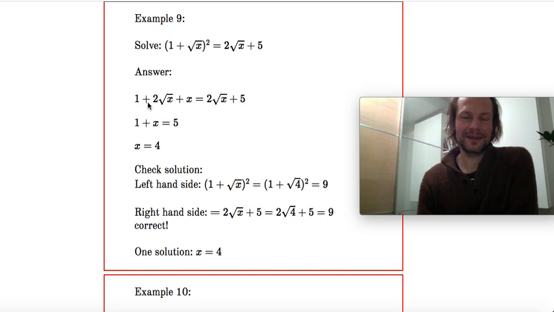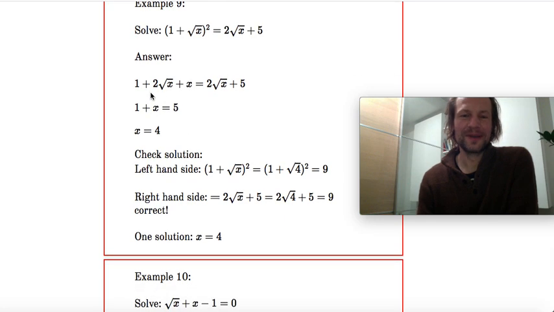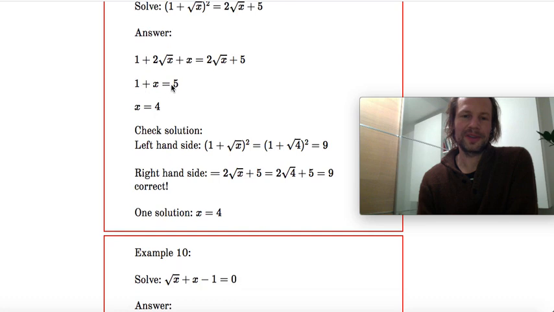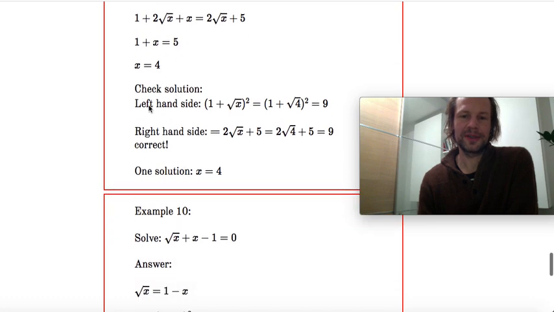Okay, I guess everyone is gone now. Hang on there, you brave. 2 square root of x eliminates this guy. 1 plus x is 4, x is 4. We check it, it's correct.